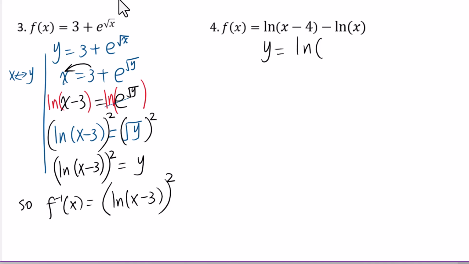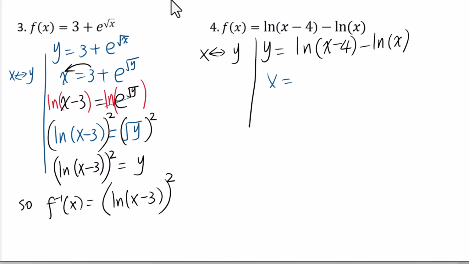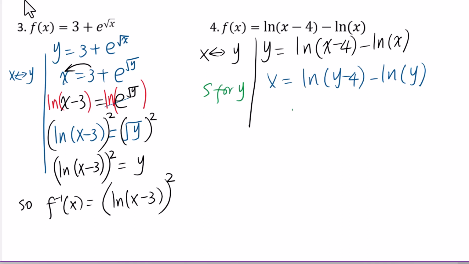Natural log of x minus 4 minus natural log of x. First step, switch x, y. X equals natural log of y minus 4 minus natural log of y. We know this is a logarithm equation because we need to solve for y. Condense this log first. Then we add a base e both sides.